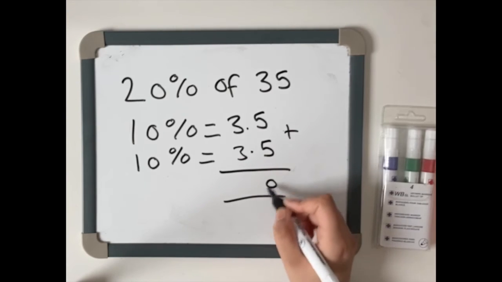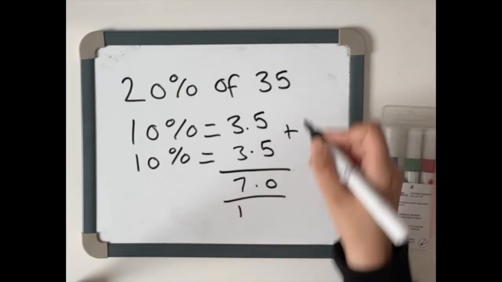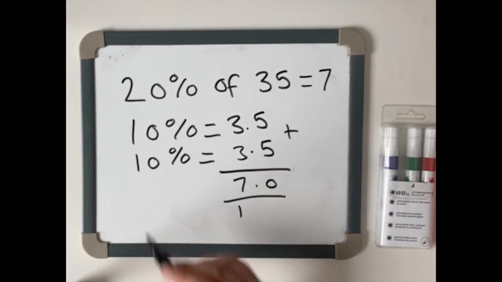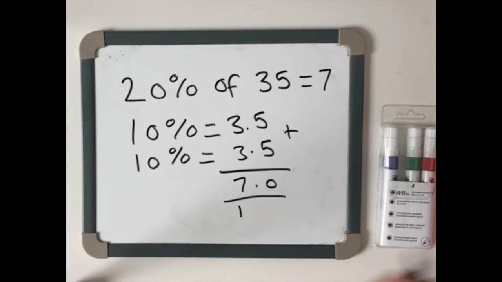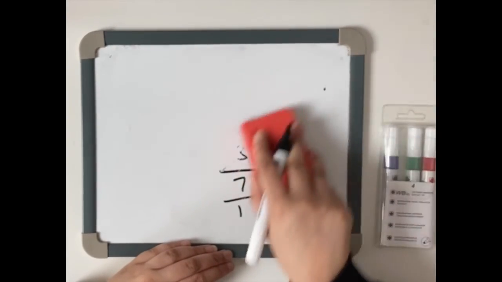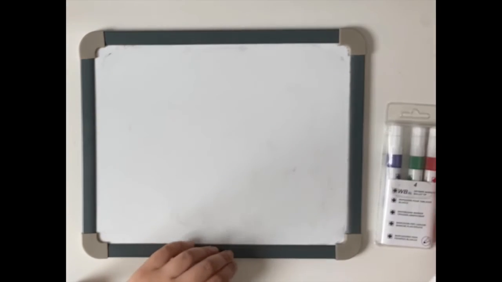5 add 5 equals 10. 3 add 3, 6, 7. So the answer is 7. So 20% of 35 equals 7. Okay, we're going to have a look at one more now. I hope this is starting to make sense, the concept of finding out a percentage.